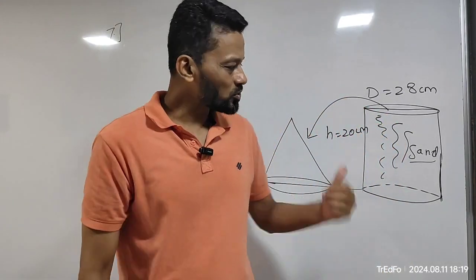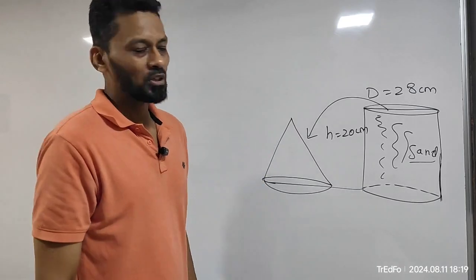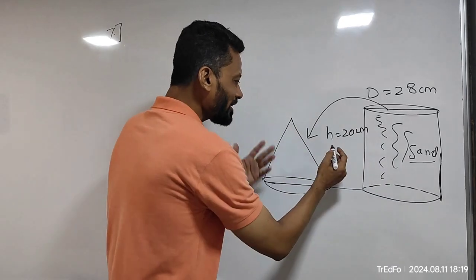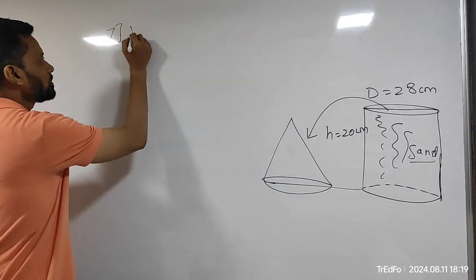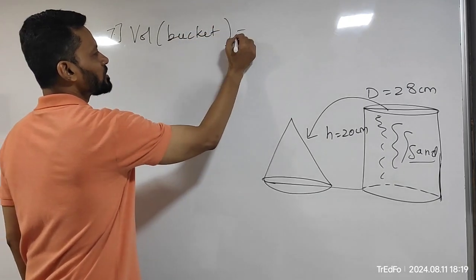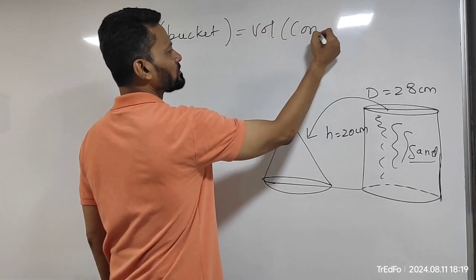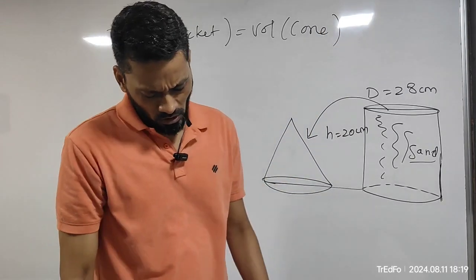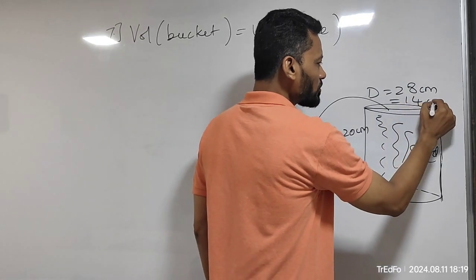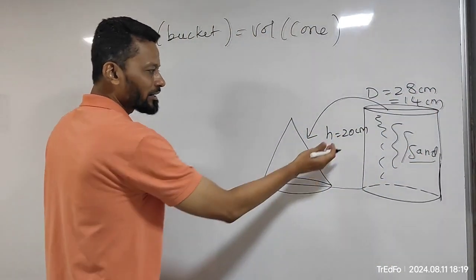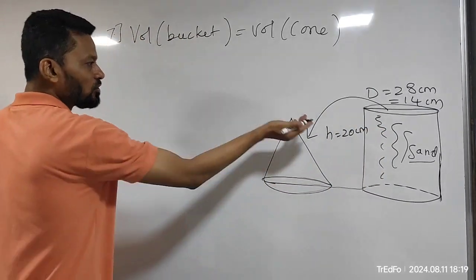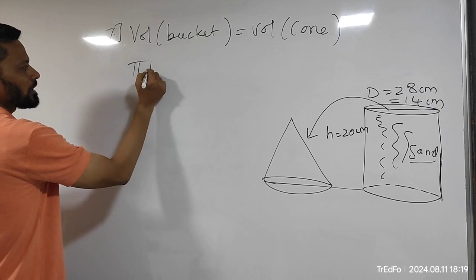My suggestion: if they ask this question in the exam, don't leave it, because they are pouring it on the ground. That means this volume and that volume are equal. It's so simple. So the volume of the bucket is equal to the volume of a cone. Simple. Now the volume of the bucket is no issue. Diameter is 28, radius will be half, 14 centimeter, and its height is 20 centimeter. So the volume of a bucket, meaning the cylinder, is no issue. The formula will be volume of a bucket is pi r square.